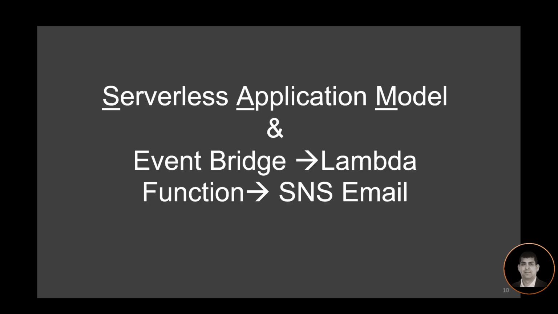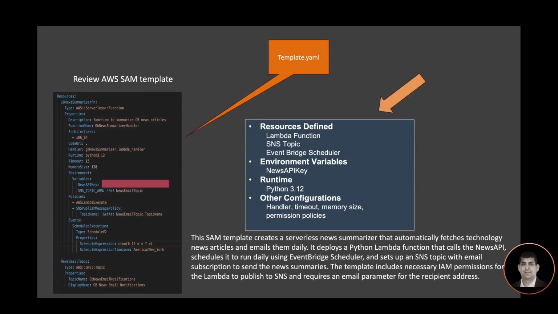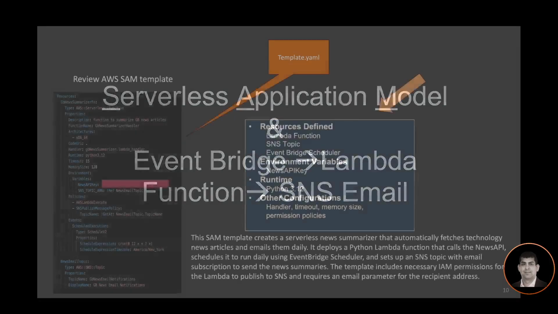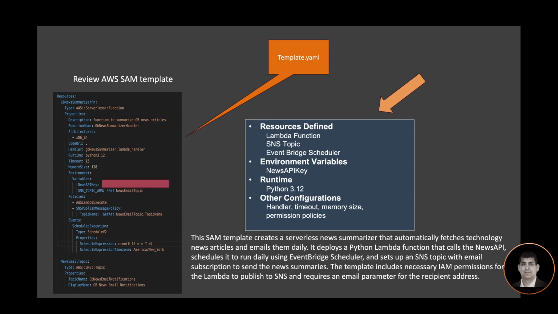So let's look at this whole SAM, which is the Serverless Application Model, and then EventBridge, Lambda function, and SNS email, since I will be building it using AWS SAM. AWS SAM underneath uses CloudFormation to build the resources, it just simplifies the process. So here is how my AWS SAM template looks.